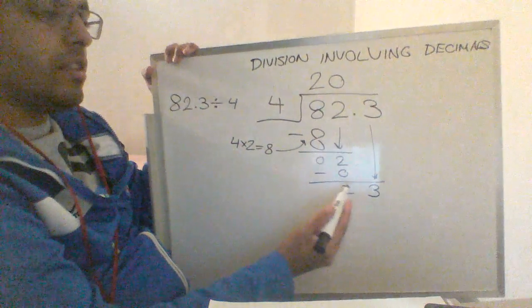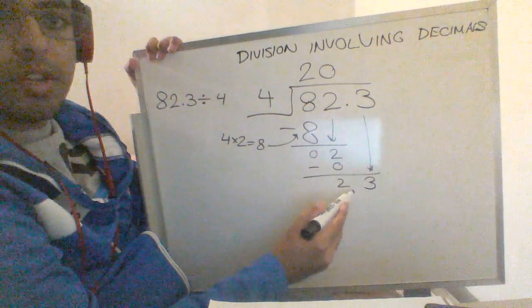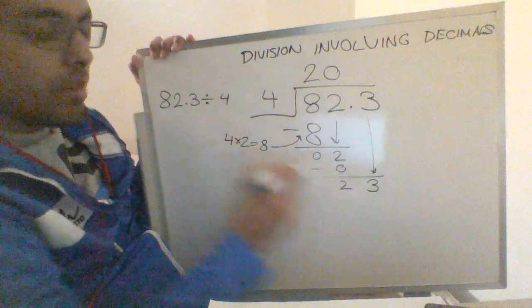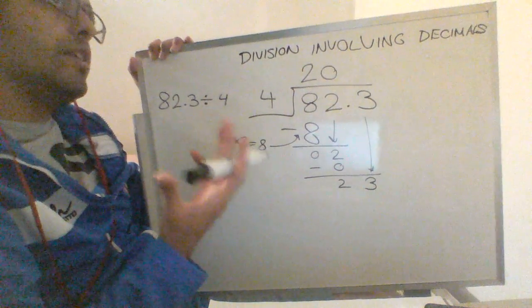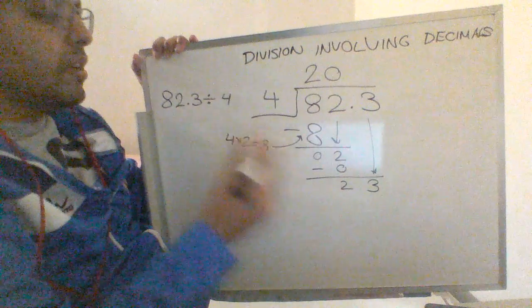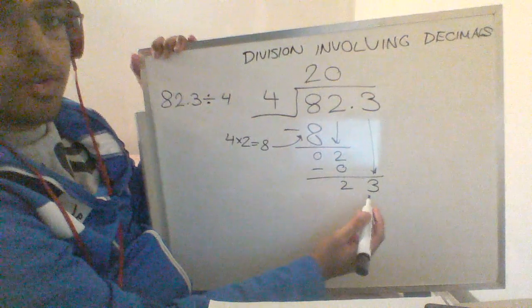So now we've got a 23, and we're ignoring this decimal point. I could have pulled this decimal point down here as well with the 23 and made it a 2.3, but then you'll end up confusing yourself, thinking, well, how many times does 4 go into 2.3? It doesn't. What do I do?